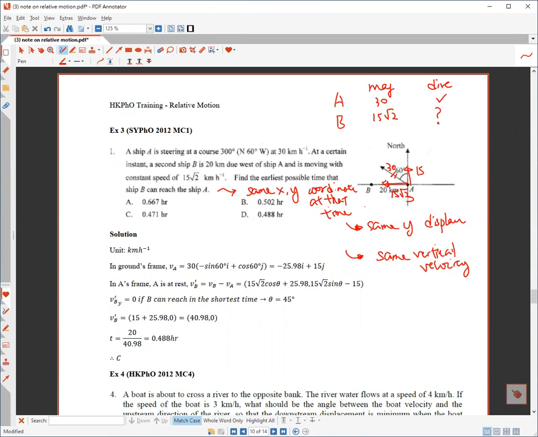Actually, when I do this question, I'm not using this method. I'm using logical thinking. A has a vertical velocity 15, and horizontal 15 square root 3. So B should have vertical velocity 15, such that they can travel the same vertical displacement. And then the speed is 15 square root 2, so that should be the hypotenuse. Can you tell me what is the magnitude of the horizontal component in this case?